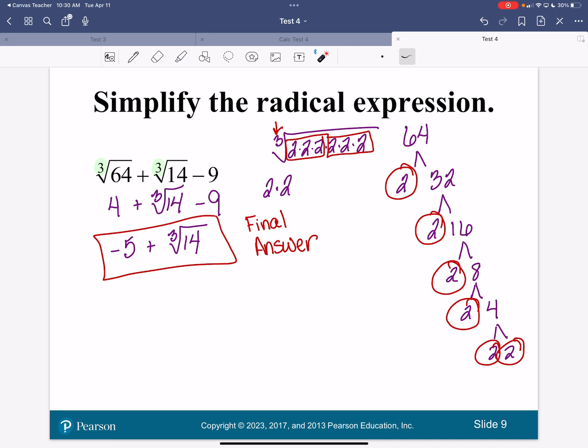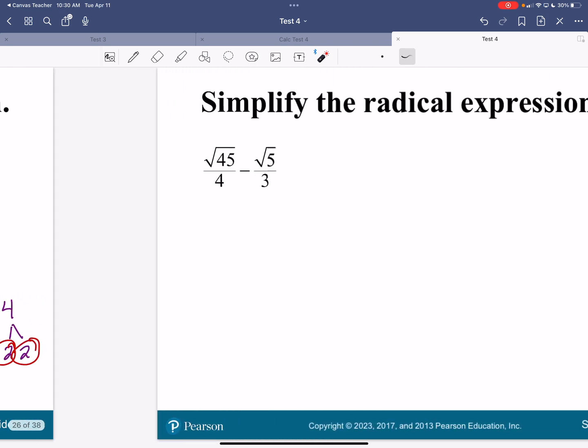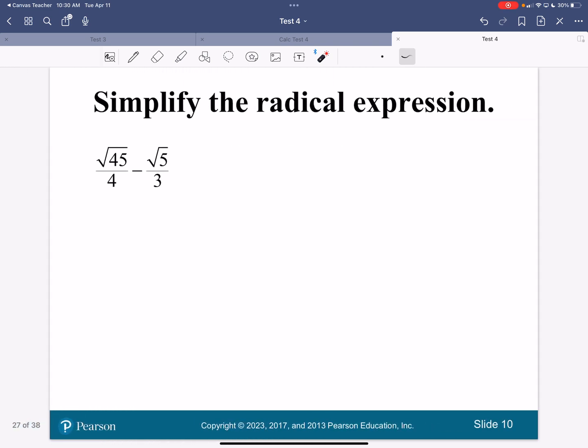Okay. Going to the next screen. Here we go. I've got the square root of 45 over 4 minus the square root of 5 over 3. We have several different things going on here. We are adding and subtracting fractions with unlike denominators, so we're going to deal with that first.